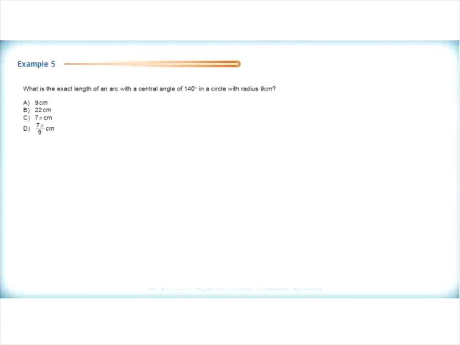What is the exact length of an arc with a central angle of 140 degrees in a circle of radius 9 centimeters? So, we just learned that A is equal to theta times R. We're looking for the arc length with a central angle of 140 degrees in a circle of radius R. So we know the radius is 9. The issue here is that the angle is given to us in degrees. We need to change our 140 degree angle to an angle in radian measure.